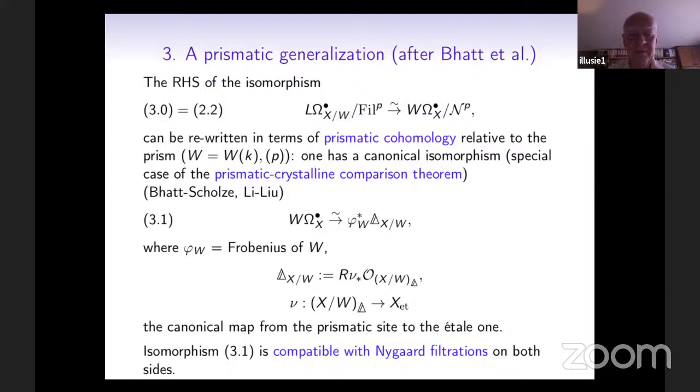And in fact, the left-hand side is equipped with the Nygaard filtration, and the right-hand side also has a very subtle Nygaard filtration that I think Lars Hesselholt alluded to in some of his remarks after Bhargav Bhatt's talk. So there is a Nygaard filtration there, and this is compatible with the filtration.